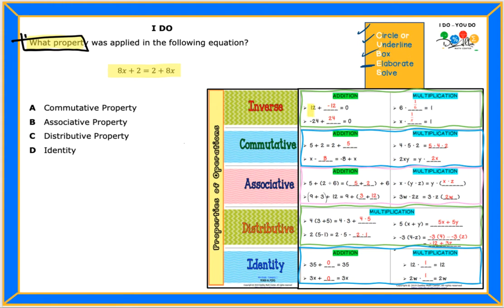For addition, I add opposite signs to get a 0. You see? Negative 24, opposite 24. For inverse of multiplication, if you get a 6, you have to multiply by its reciprocal. The opposite of multiplying by 6 is dividing by 6, and then you get a 1.